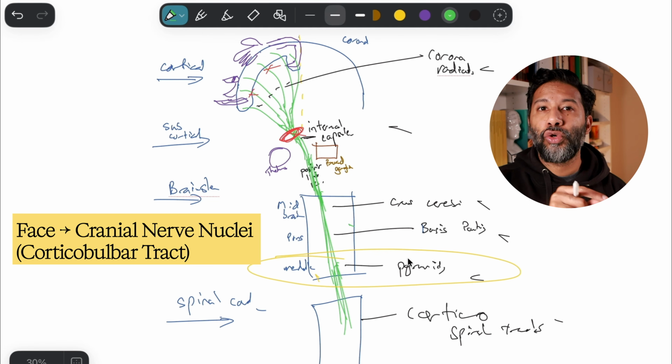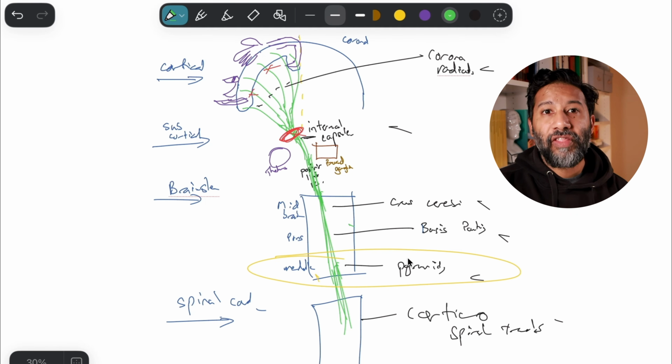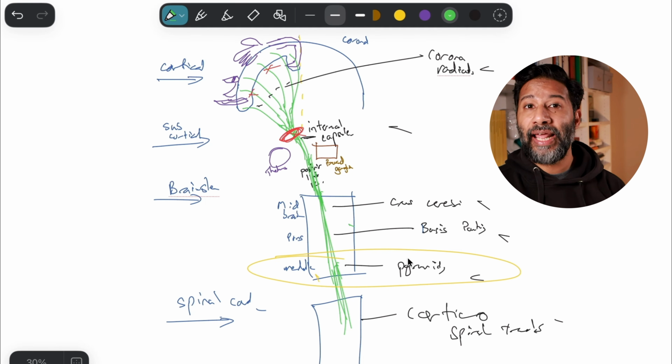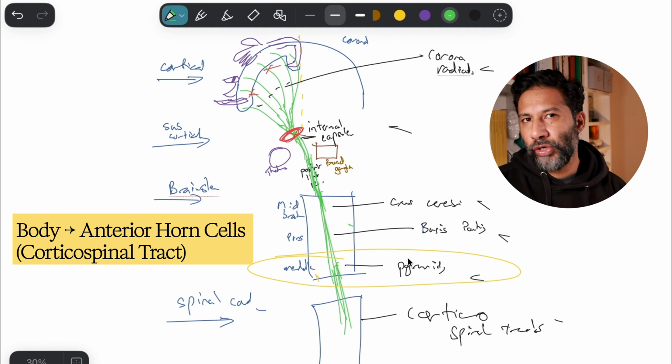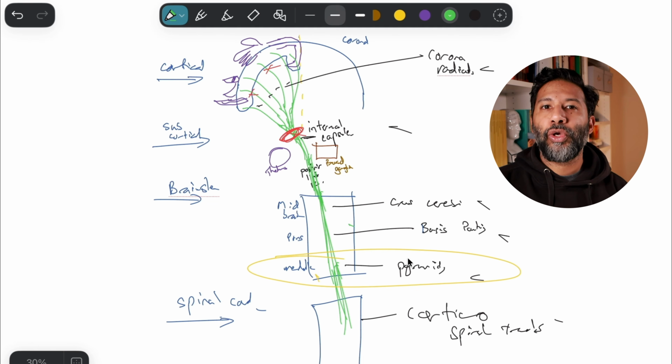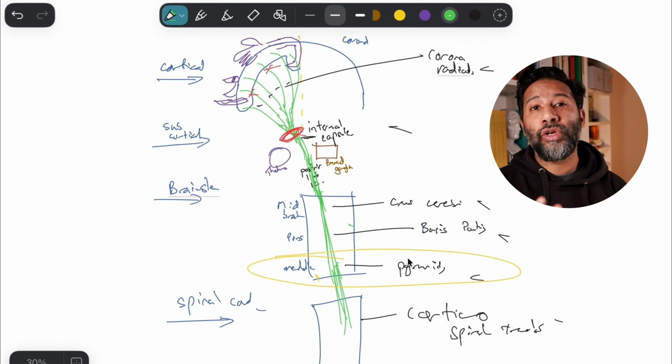That branch, cortex to brainstem, is called the corticobulbar tract. The fibers heading for the arm and leg keep going all the way down into the spinal cord, and they synapse onto the anterior horn cell. So that's what we would call the corticospinal tract proper. At both of these points, the cranial nerve nuclei and the anterior horn cells, the first order neurons hand over to the second order neurons.